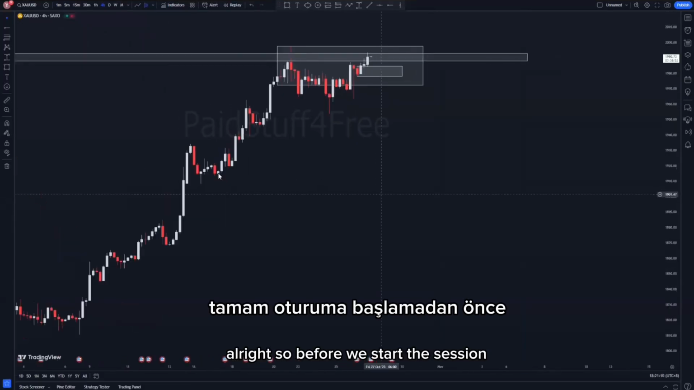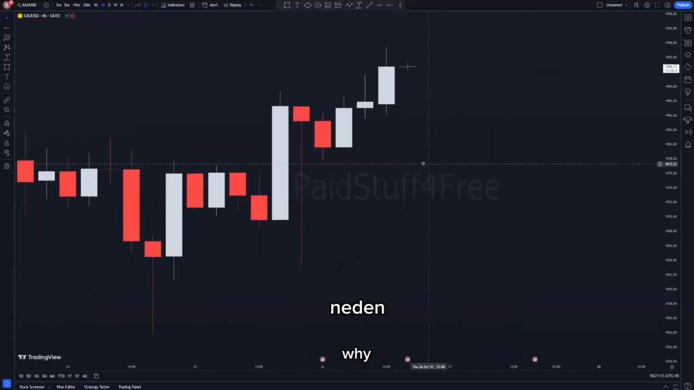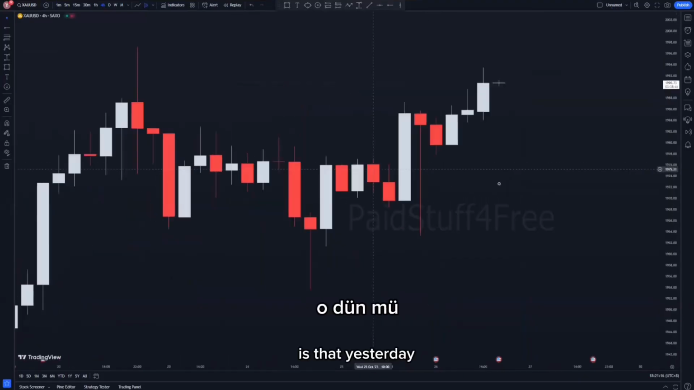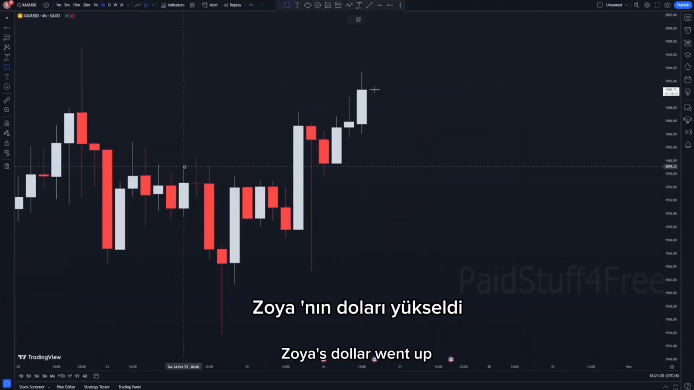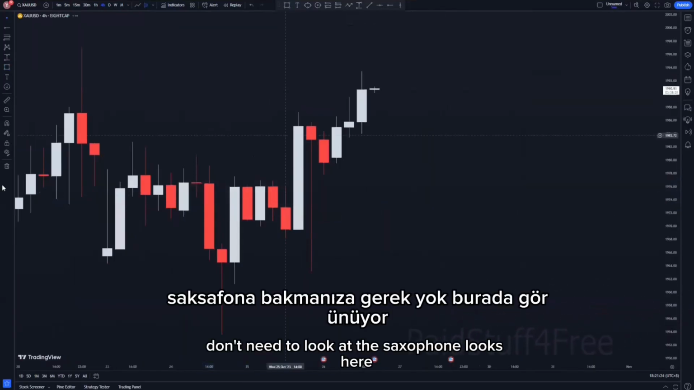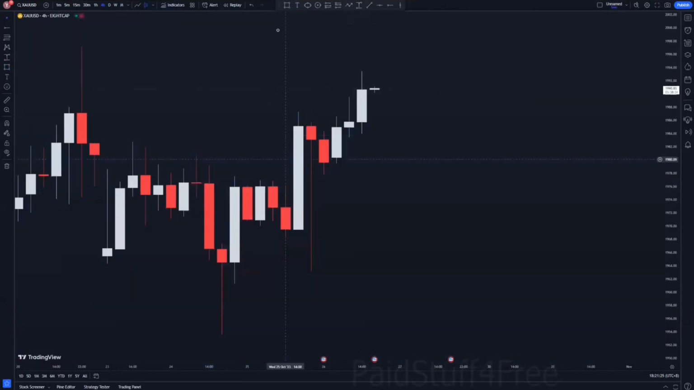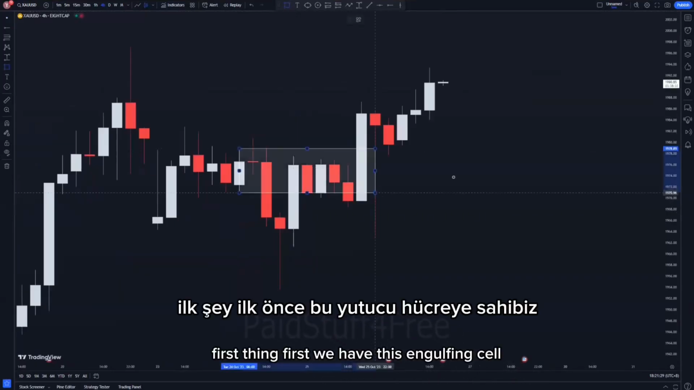All right. So before we start the session, I'm just going to share with you guys that yesterday gold went up. First thing first, we have this engulfing sell.